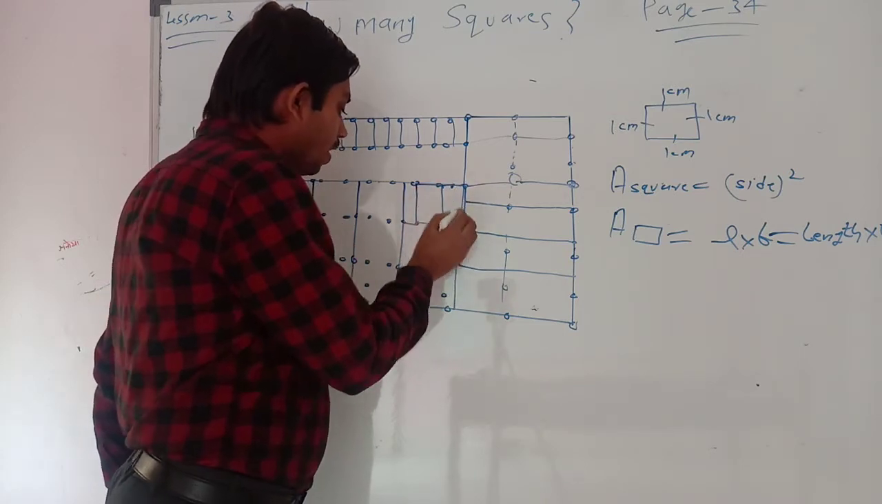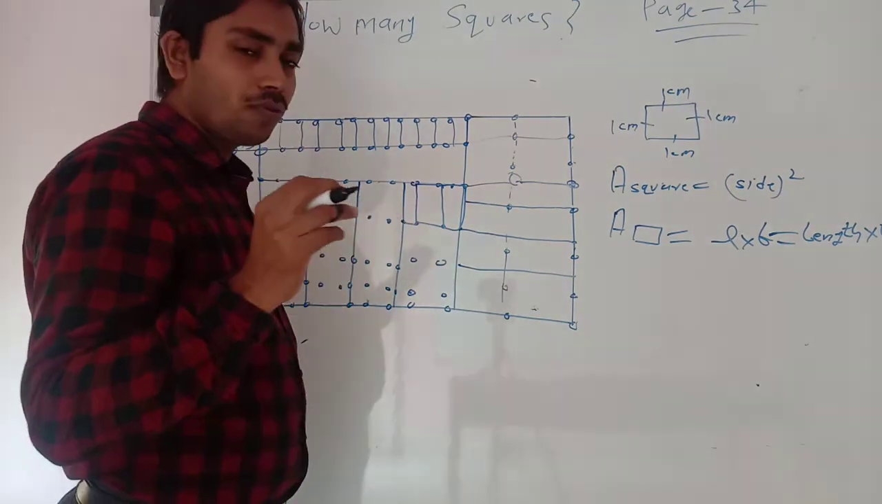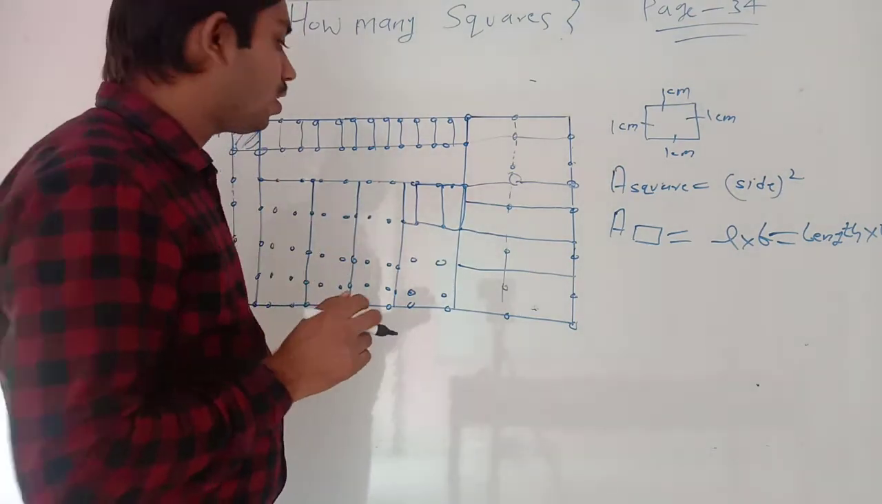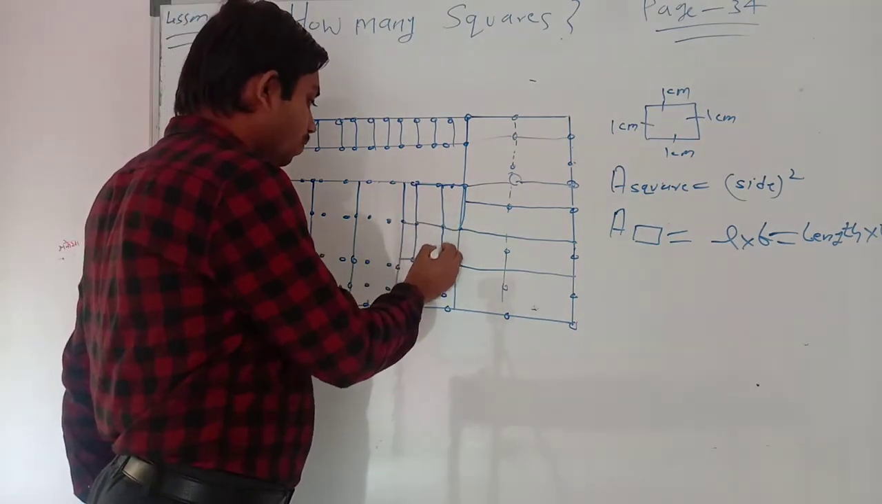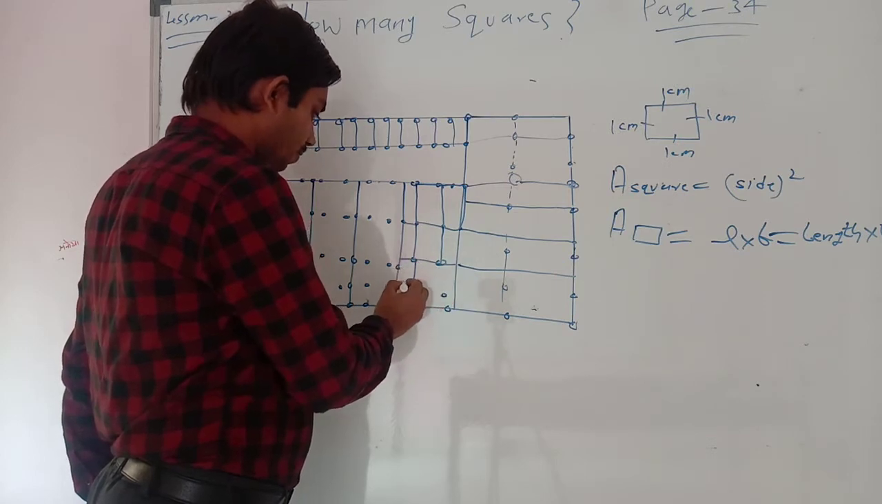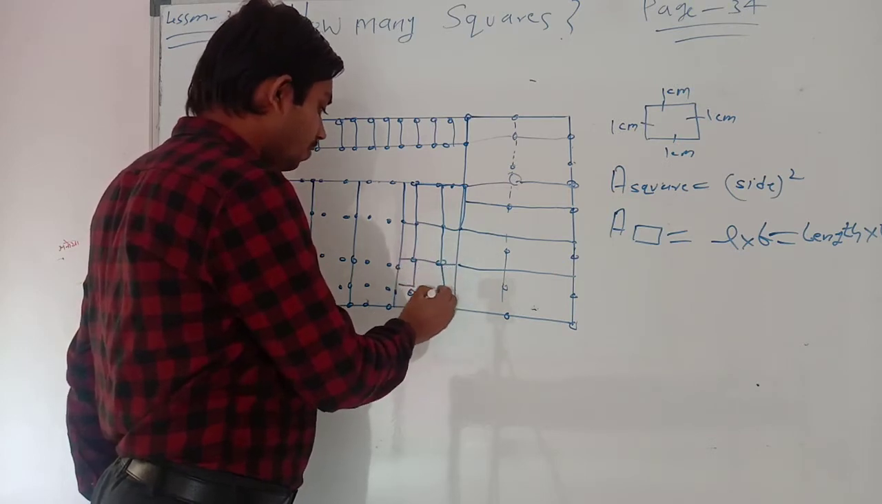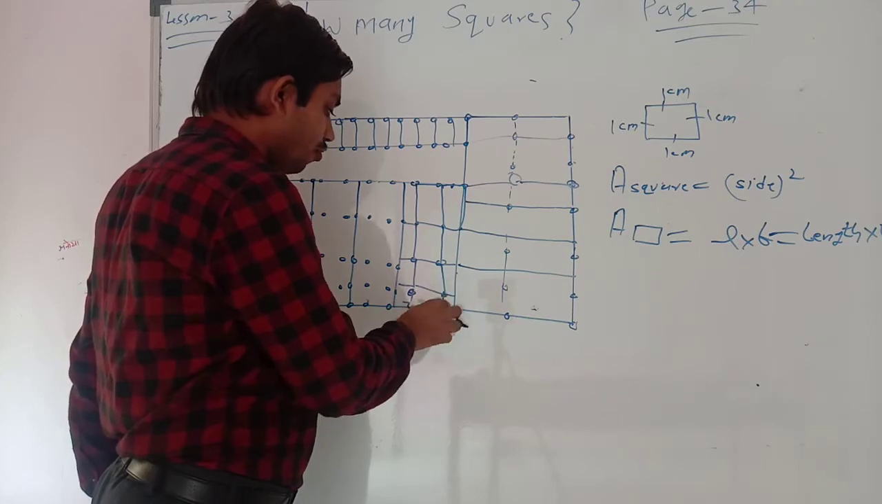I am making this approximate figure. It is not an accurate figure, but we have to consider it. Suppose this is an accurate figure. So 1, 2, 3, 4, 5, 6, 7, 8, 9, 10, 11, and this 12, my dear student.